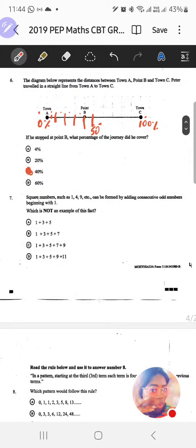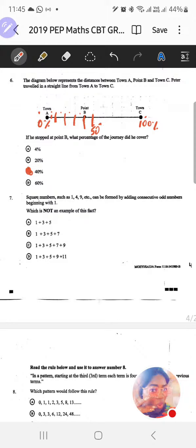Let's look at number 7. Square numbers such as 1, 4, 9, etc. can be formed by adding consecutive odd numbers beginning with 1. Now, it's important that we know what a square number is. A square number is made when we multiply a number by itself. As simple as that. Like, for example, 1 times 1 is 1.